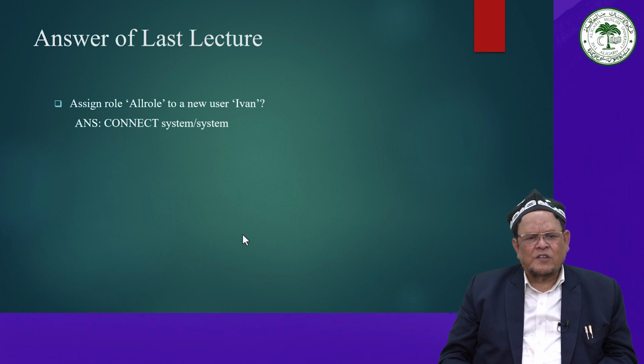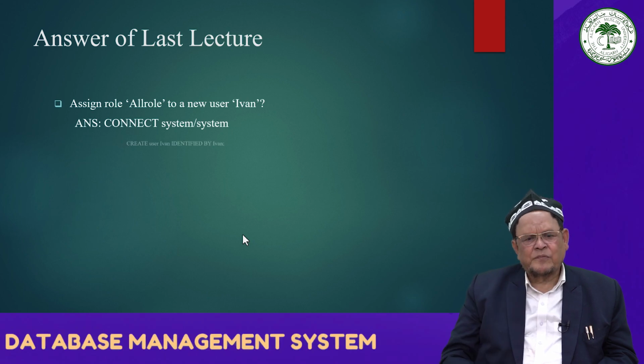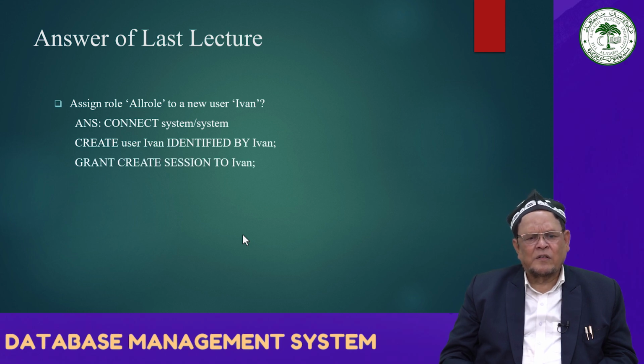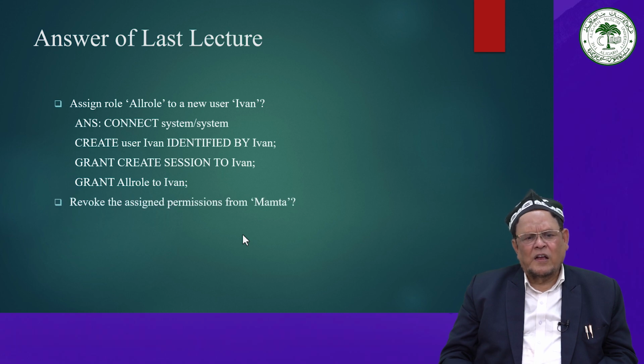The first question was to assign a role to a new user I1. The answer is: connect system, create user I1 identified by I1, grant create session to I1, grant the role to I1. In this way, we are able to assign the role to a new user I1.